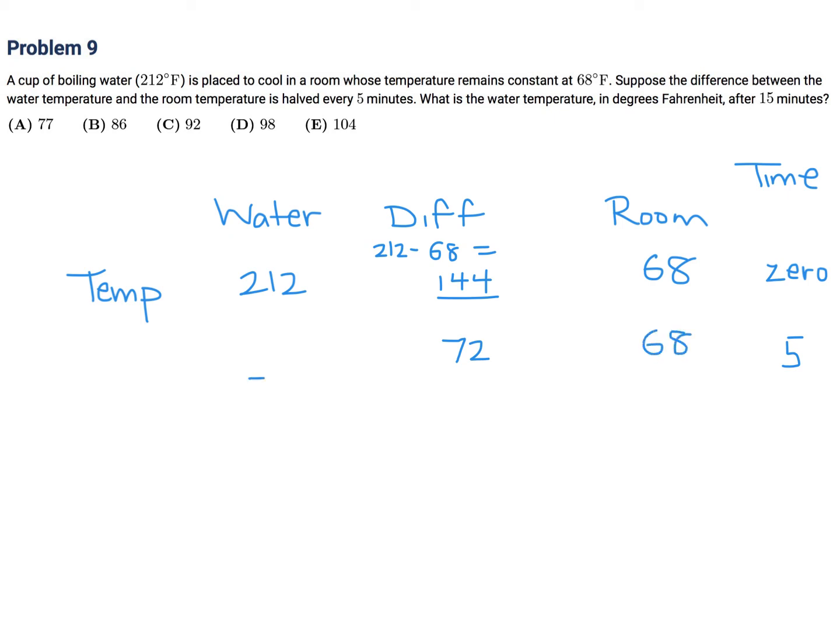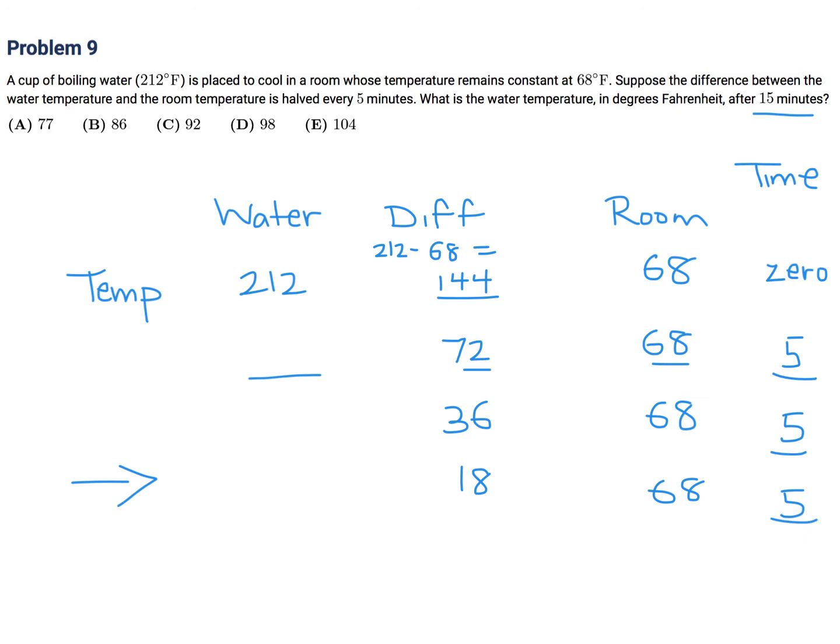And then this we can calculate pretty easily. It would basically be 68 plus 72. But we don't really care about that. I'll just keep going here. Another 5 minutes, this remains at 68, but this halves to 36. Another 5 minutes, this remains 68. This halves to 18. They want to know after 15 minutes. So that's exactly at this point right here, because 5, 10, 15 minutes has gone by. Okay, now we can calculate the water temperature. It would basically be 68 plus 18, which I believe is 86. And therefore number 9 is B.